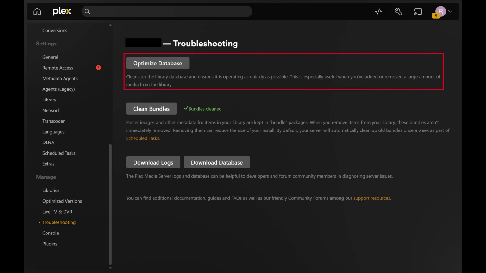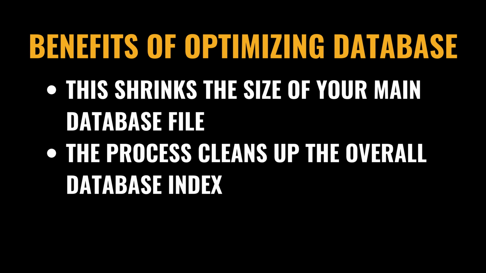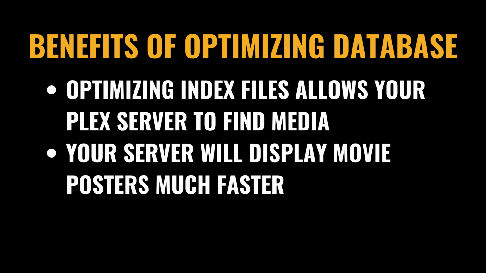Next, locate the Optimize Database button on this page and then click it. When the process is done, you'll see a message that your Plex database has been optimized. This shrinks the size of your main database file and cleans up the index, allowing your Plex server to find and display your movie posters much faster.